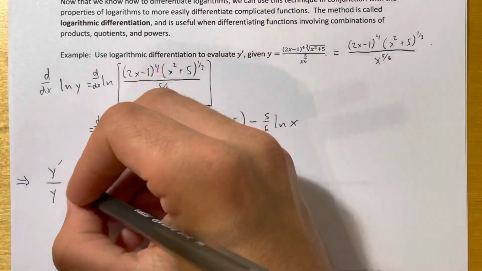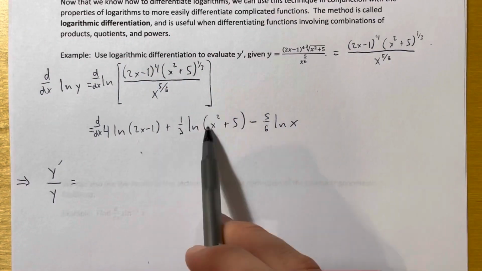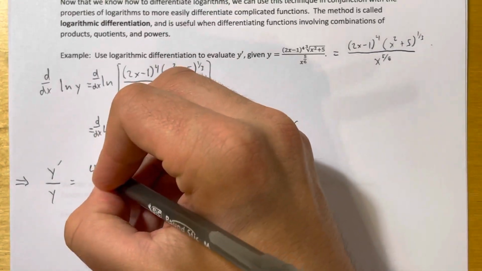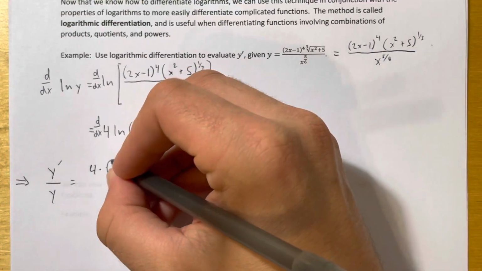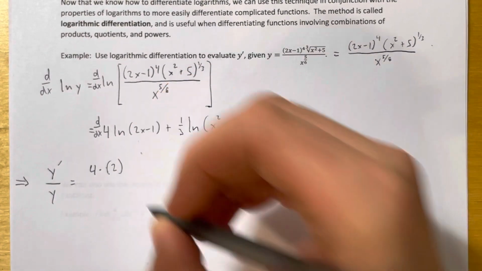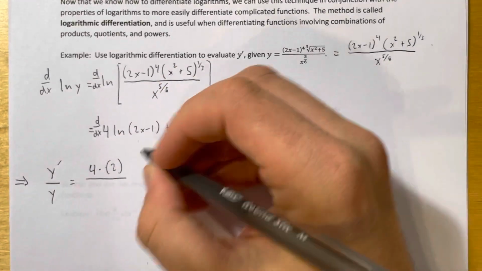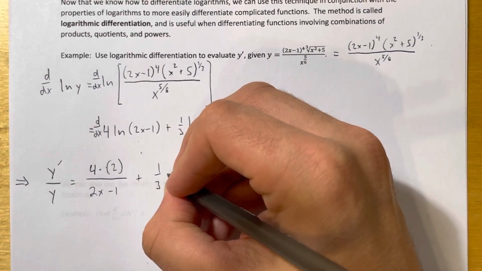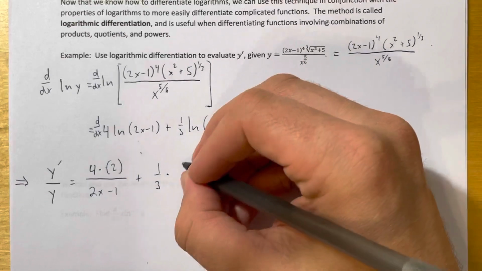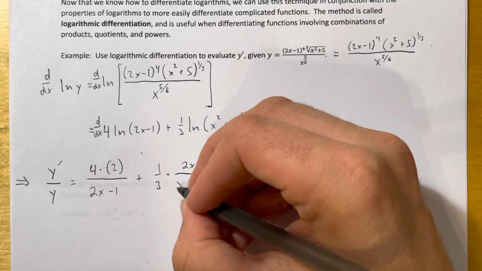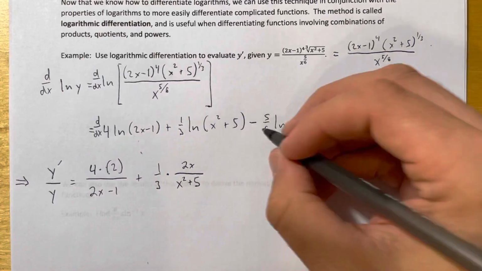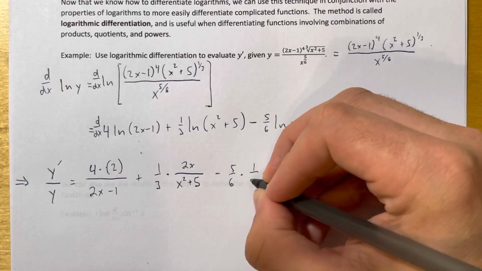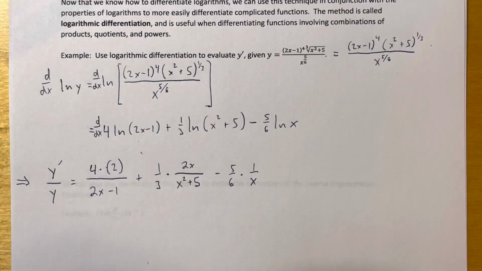My right-hand side, even though it looks like kind of a big mess, each individual derivative is pretty easy to take. This is going to equal 4 times the derivative of the inside, which is just 2, actually, I don't need to put parentheses around that, over the inside, 2x minus 1. This next one is going to be 1/3 times the derivative of the inside, 2x, over the inside, x squared plus 5. This guy, minus 5/6, times ln of x, its derivative we know is just 1 over x. Okay?